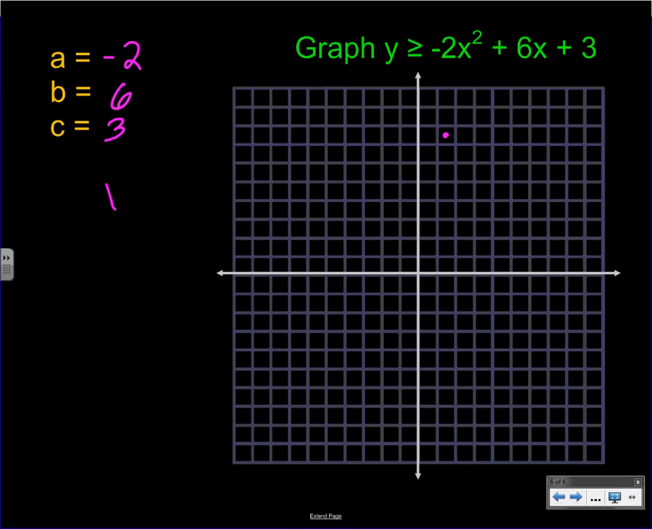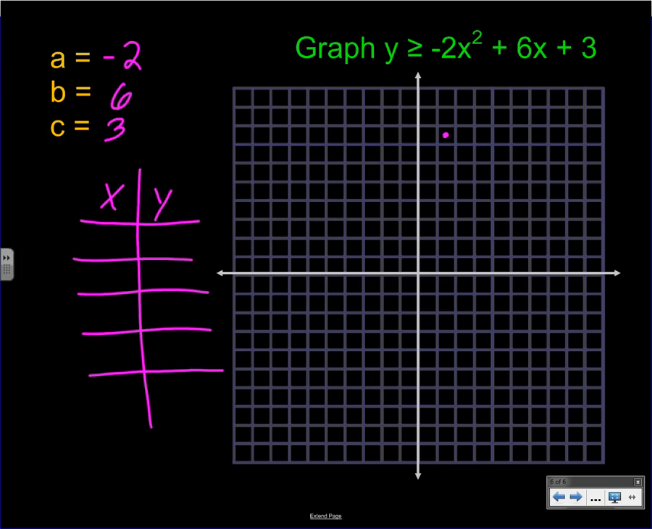Let's go ahead and make our table, our XY table. We put our vertex here in the middle. And now let's go ahead and find some other values. I know that, like I said, this is 1 and a half. So if I go down a half, that takes me to 1. And then from 1, I'm going to go down a whole 1 to 0. Well, if I went down a half to get here, I have to go up 1/2 to get here. So 1 and 1/2 plus a half is 2.